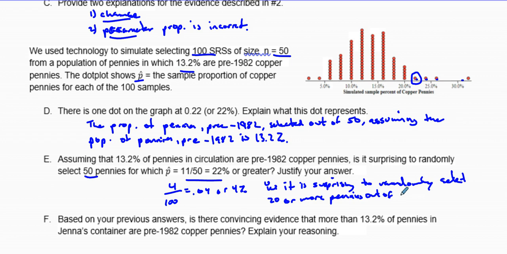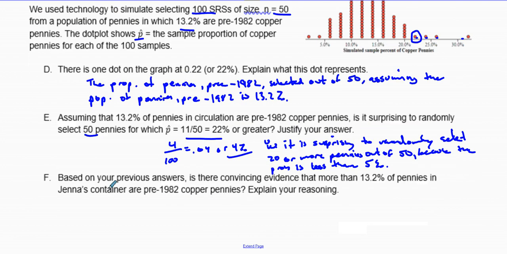It is surprising because the probability is less than 5%. There's only 4%, and so it is surprising. So based on the previous answer, is there convincing evidence? We would say yes, there appears to be convincing evidence.